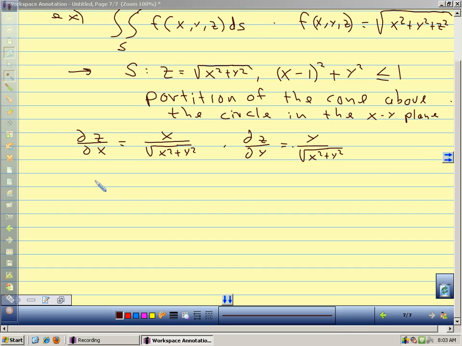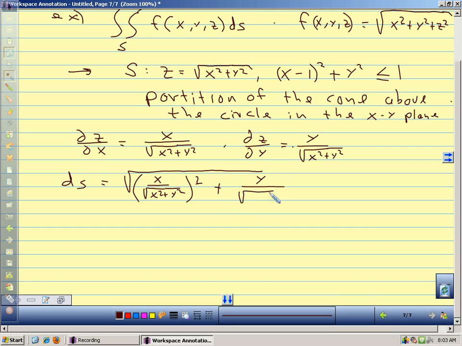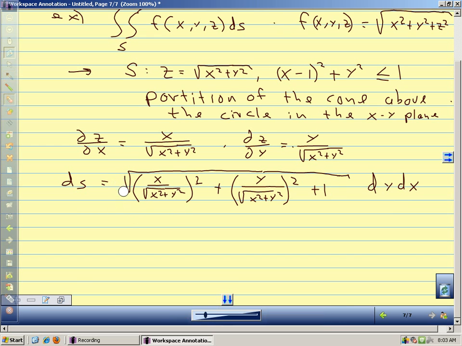And our area element, dS, we have this big radical: x over square root of x squared plus y squared, and we're squaring that, and we have y over square root of x squared plus y squared, we're squaring that, plus 1, and I'm going to say dy dx here. That's our element of area. I can simplify this radical. So here's our first break. This radical simplifies nicely. If I find a common denominator and add my fractions, I end up with square root of 2 dy dx. It looks intimidating, but it simplifies pretty nicely.